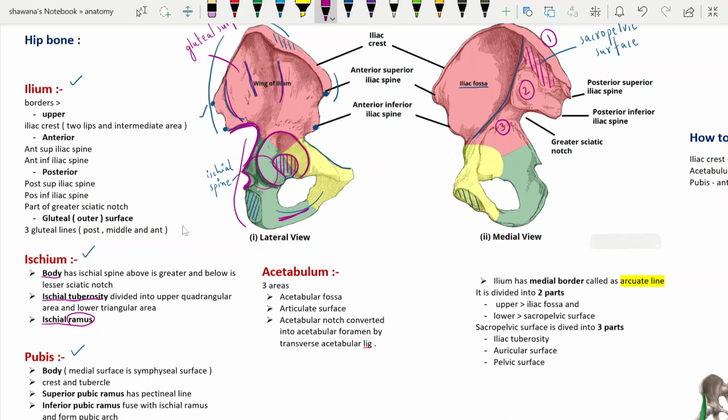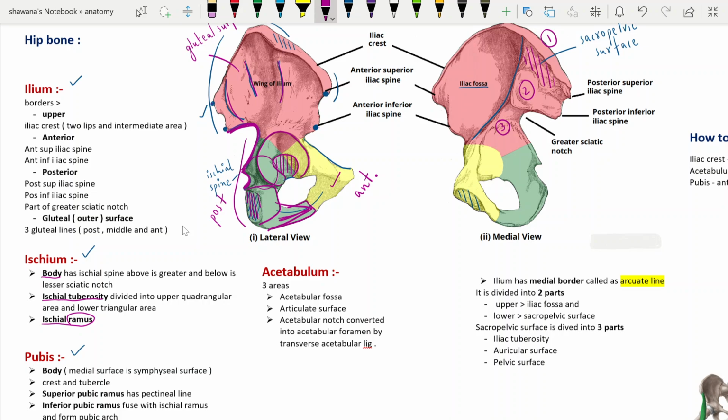These are the notches which give a prominent shape to the ischium, so we can identify which is the anterior part and which is the posterior part. The notches are present posteriorly, and anteriorly there is the pubic bone. Next, this region is the ischial tuberosity, and it is divided into the upper quadrangular area, which has four quadrants, and the lower triangular area. The third one is the ischial ramus.